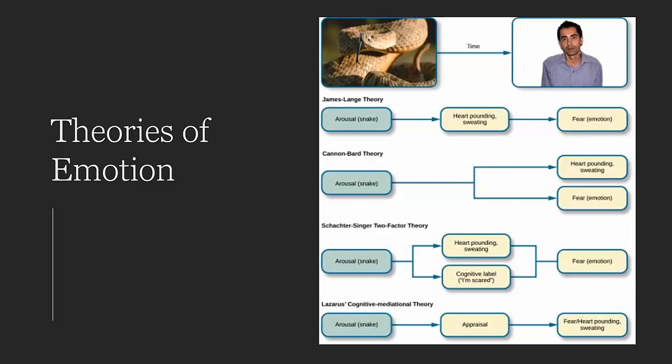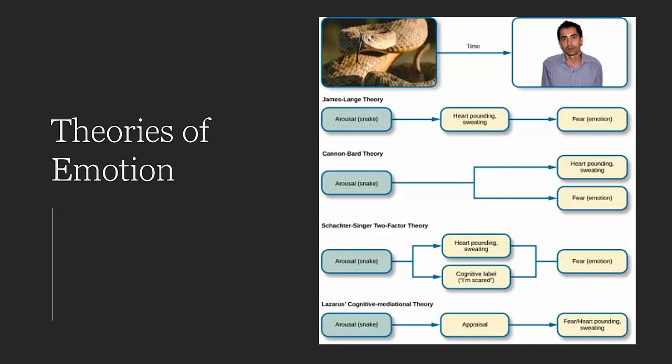And they found the ones who held the pencil in their teeth tended to score higher on happiness, and the ones who held it between their nose and their lip tended to score higher on the sadness part of the emotional scale. So just forcing people to make a silly gesture with their face basically influenced the actual emotion that they felt.